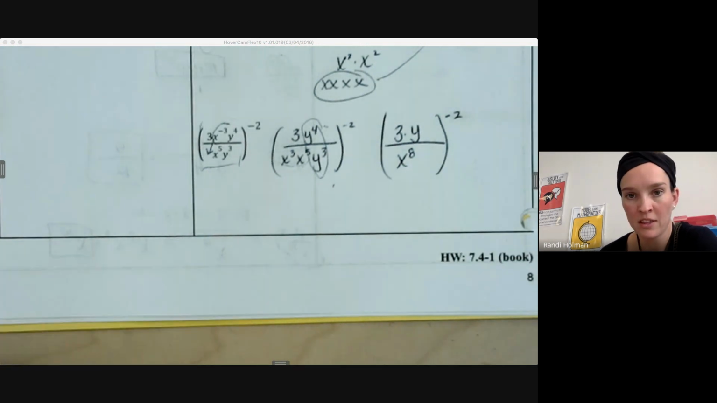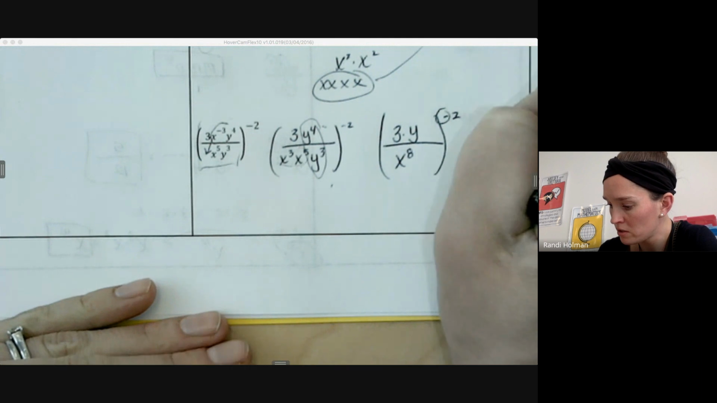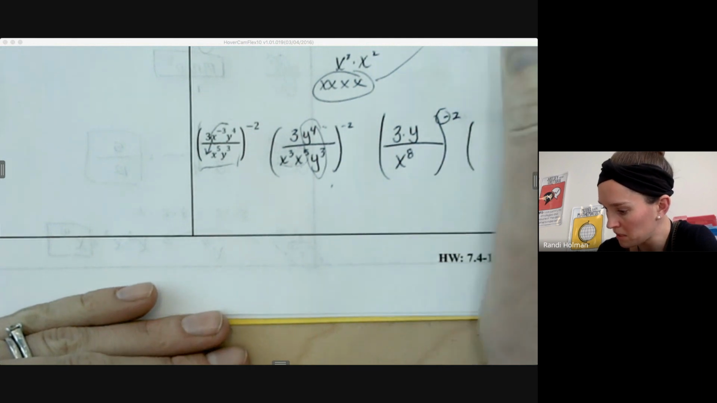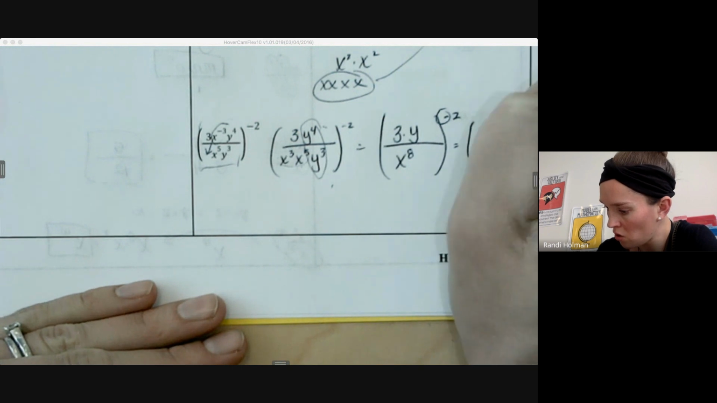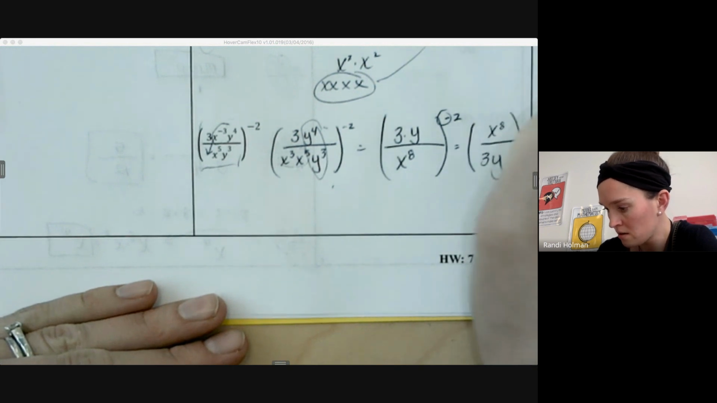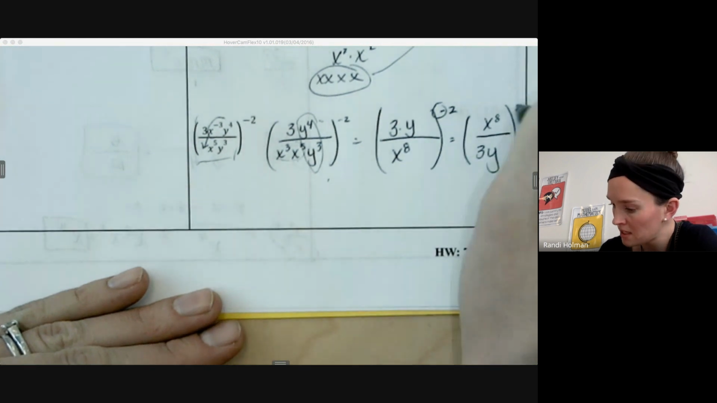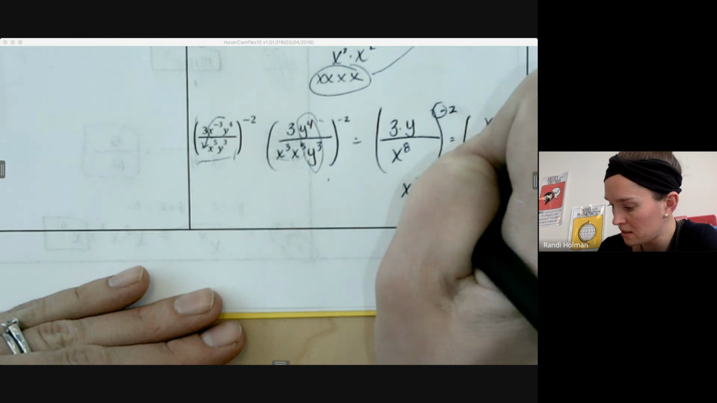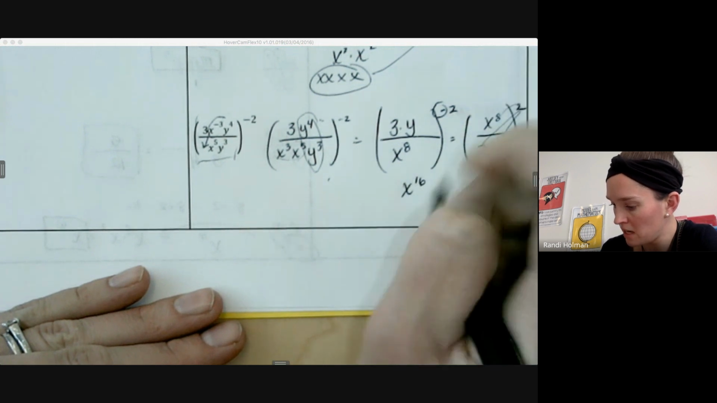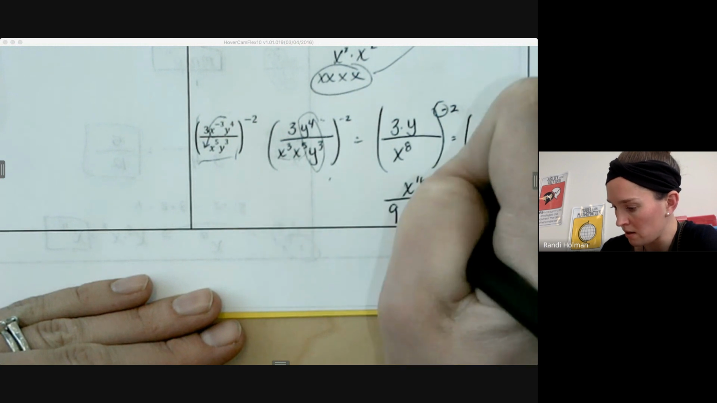Now that I've simplified the whole inside, I'm going to deal with that exponent. So negative first, division becomes multiplication, multiplication becomes division. So this is x to the 8th over 3y to the positive 2. Then take that exponent to every single factor in there. X to the 16th, right? 2 groups of 8, over 3 squared. 3 times 3 is 9. Y squared.